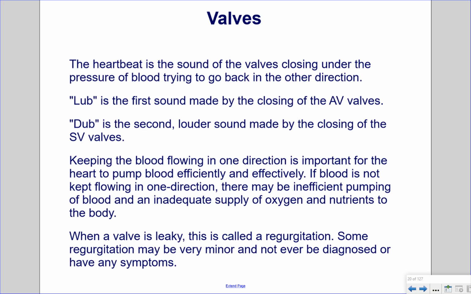Valves. The heartbeat is the sound of the valves closing under the pressure of blood trying to go back in the other direction. Lub is the first sound made by the closing of the AV valves. Dub is the second, louder sound made by the closing of the semilunar valves. Keeping the blood flowing in one direction is important for the heart to pump blood efficiently and effectively. If blood is not kept flowing in one direction, there may be inefficient pumping of blood and an inadequate supply of oxygen and nutrients to the body. When a valve is leaky, this is called a regurgitation. Some regurgitation may be very minor and not ever be diagnosed or have any symptoms.